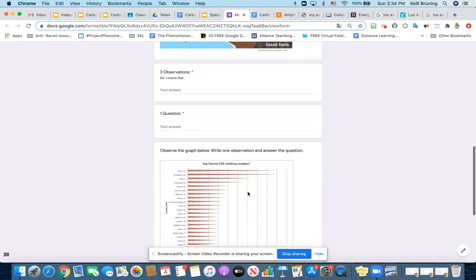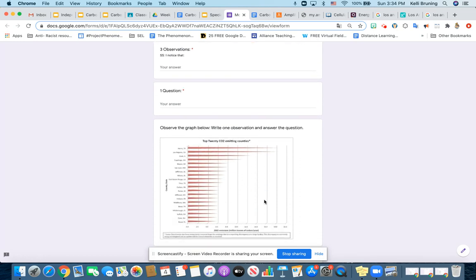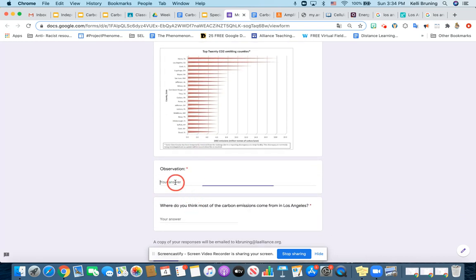And then you're going to look at some data here that shows some carbon dioxide. So CO2 is carbon dioxide. And it's showing carbon dioxide emissions by city. So the cities up here have the highest emissions, while the cities down here have lower ones. Write one observation that you notice. Where do you notice Los Angeles is? Write your observation here.